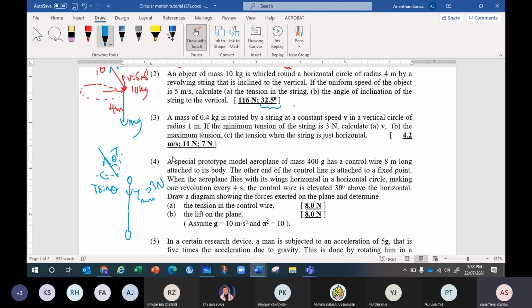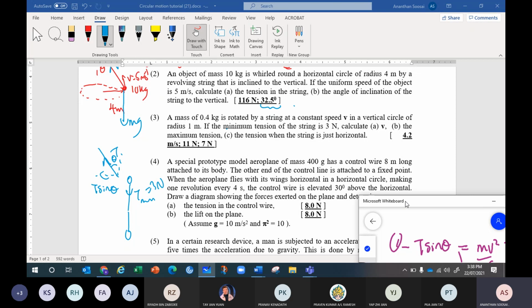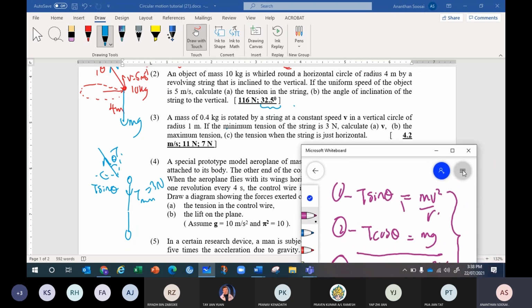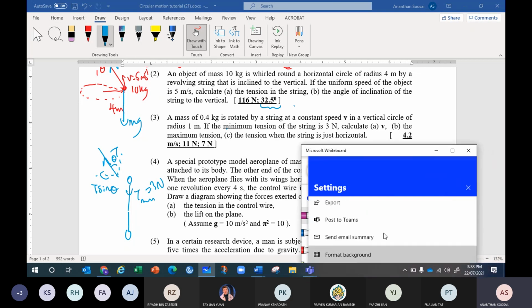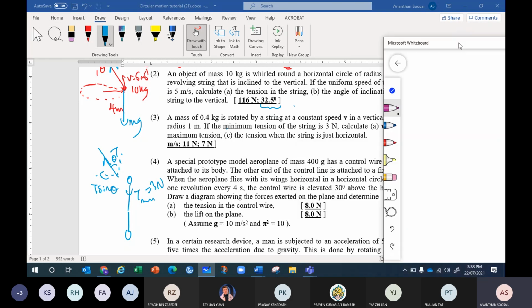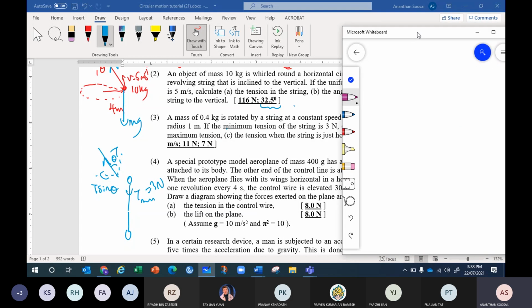How do you get 4.2 meter per second? Anybody? Okay, how do you get 4.2? Okay, just put it here for a while.